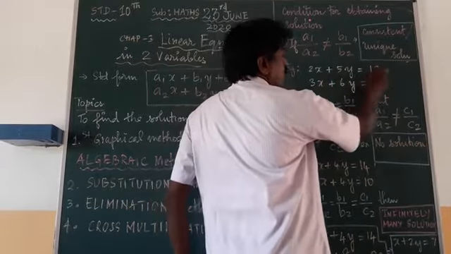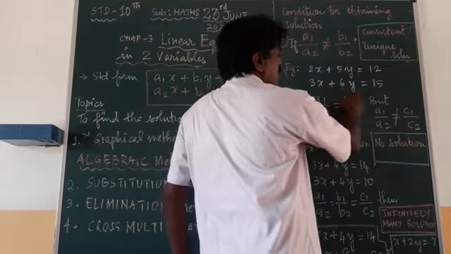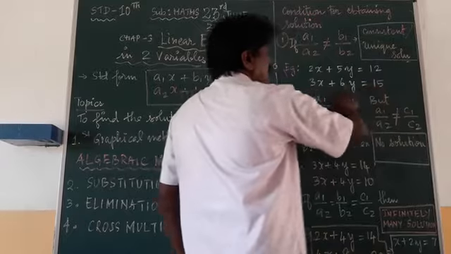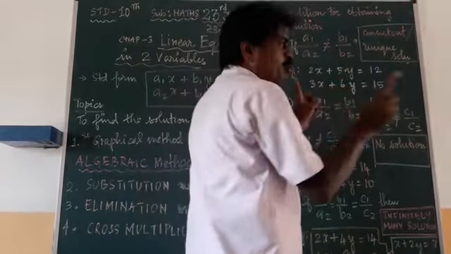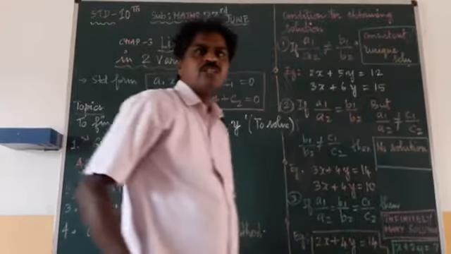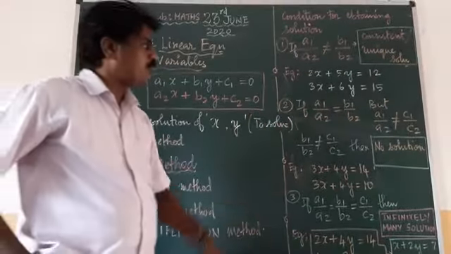Example of equation I have written. 2x plus 5y equal to 12, 3x plus 6y equal to 15. When you check this one, 2 upon 3, 5 upon 6, both are not equal, so unique solution you will get when you solve it. That we will do later.